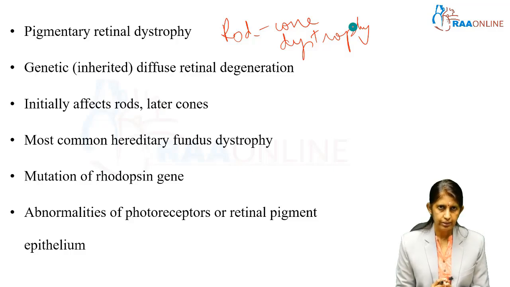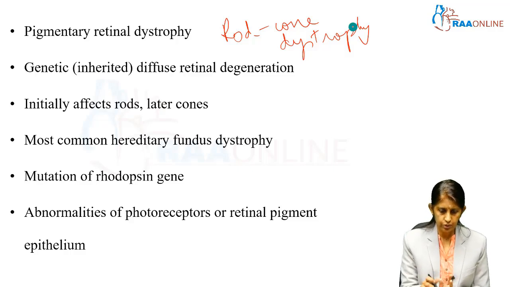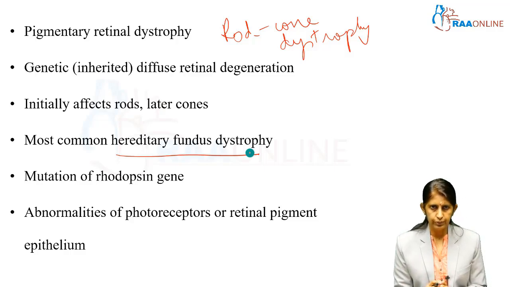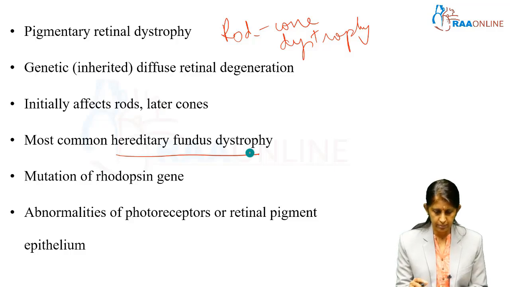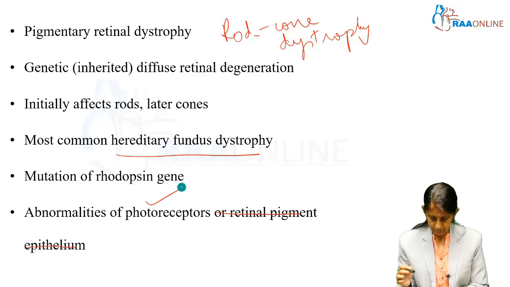It can be genetic, inherited, and it can cause diffuse retinal degeneration. It initially affects the rods and later the cones. Basically, the photoreceptors are affected. Firstly the rods and then the cones. It is the most common hereditary fundus dystrophy. It occurs because of mutation of the rhodopsin gene, and there are abnormalities of photoreceptors and retinal pigment epithelium. Photoreceptors is the primary problem.